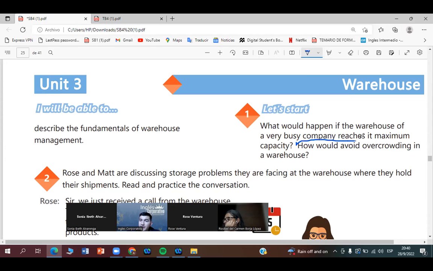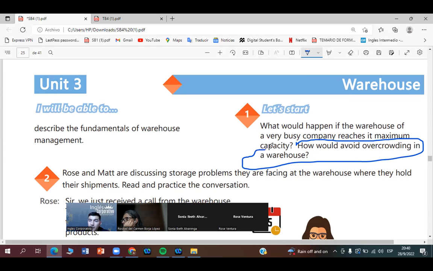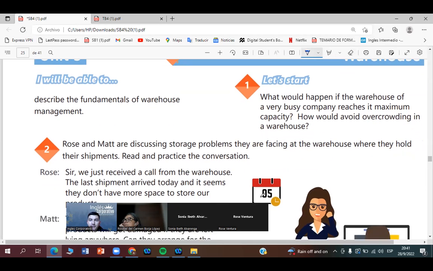So you are always answering that question. How would you avoid overcrowding in a warehouse? Overcrowding means when it's more than full, right? Rose said something important: that you need to classify the products as A, B, and C, where A is the most important and C the least important. That's a good way to take care of the products and to make sure you have a correct usage of the warehouse. Sonia says that when they get full in the company, they look for another warehouse to store the product. That's good. Okay, awesome. Very nice.